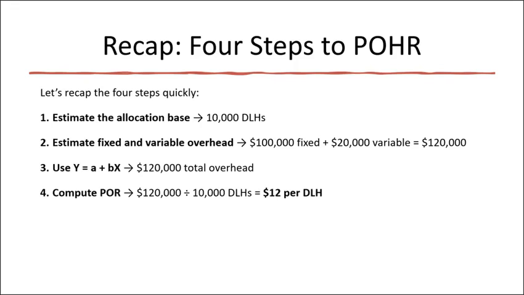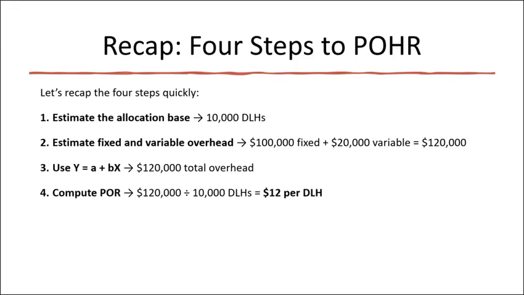Okay, that's a lot, so let's recap the 4 steps quickly. Step 1, estimate the allocation base, in this case 10,000 direct labor hours. Step 2, estimate fixed and variable overhead: 100,000 fixed plus 20,000 variable, total estimated overhead 120,000. Use that equation for the slope of a line, y equals a plus b times x. That's for mixed cost as well. That's $120,000 in total overhead. Compute the predetermined overhead rate, 120,000 divided by 10,000 direct labor hours, $12 per direct labor hour. Boom! We're ready to apply overhead to actual jobs using this $12 rate.